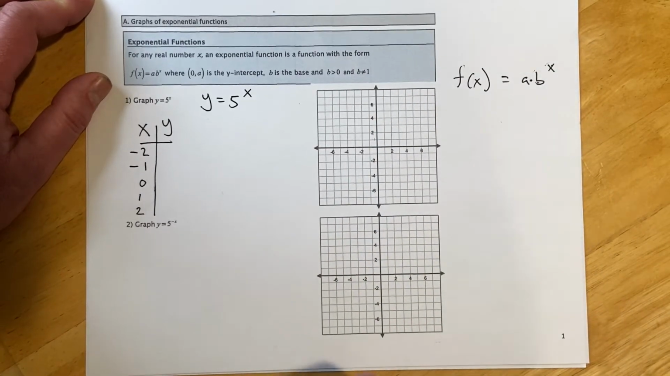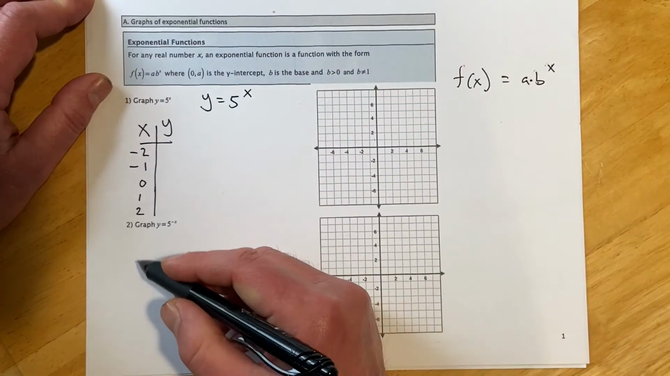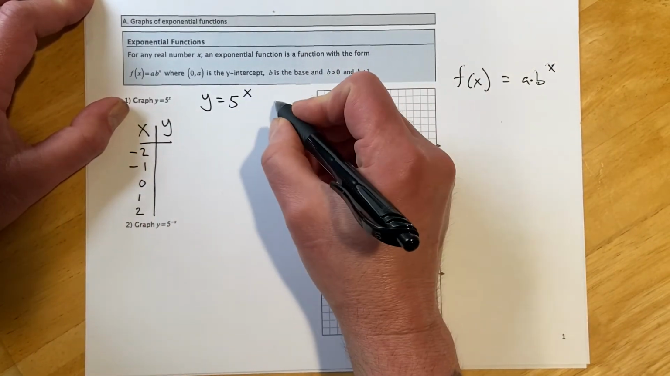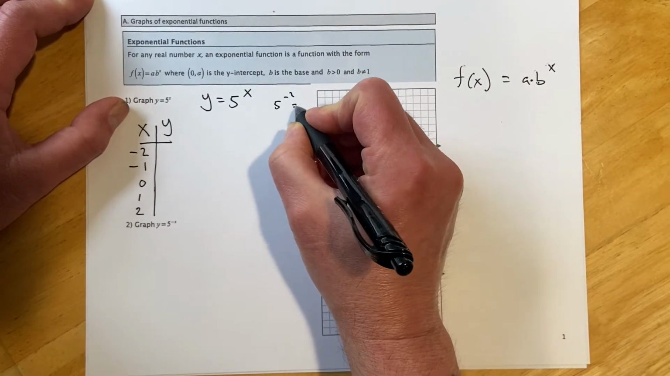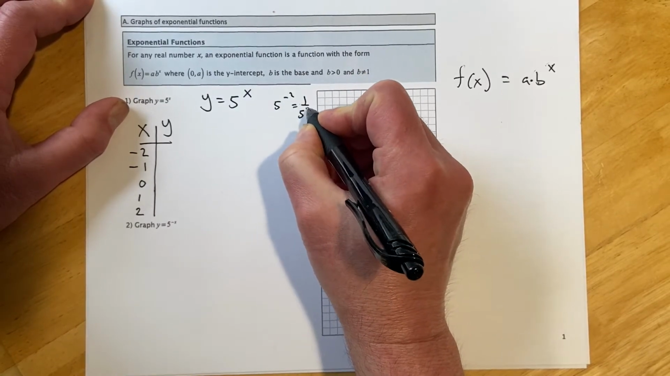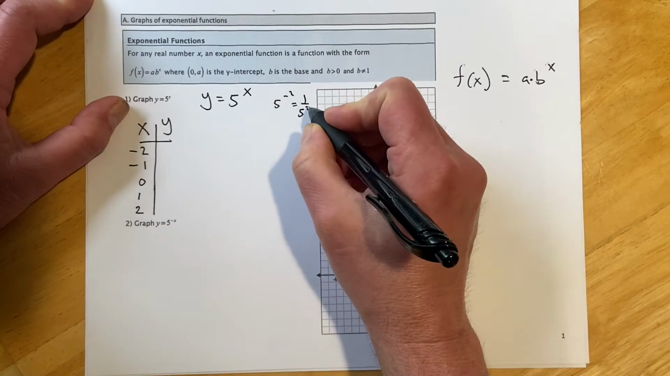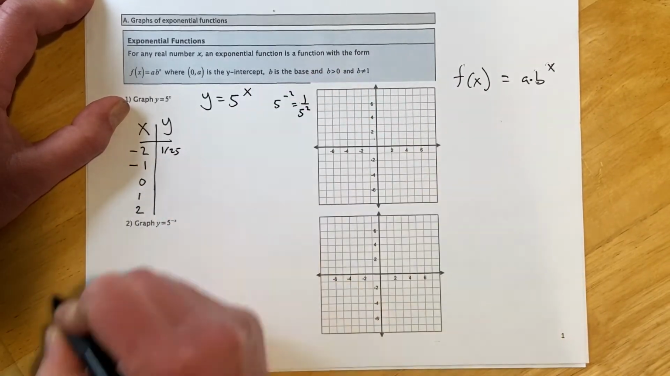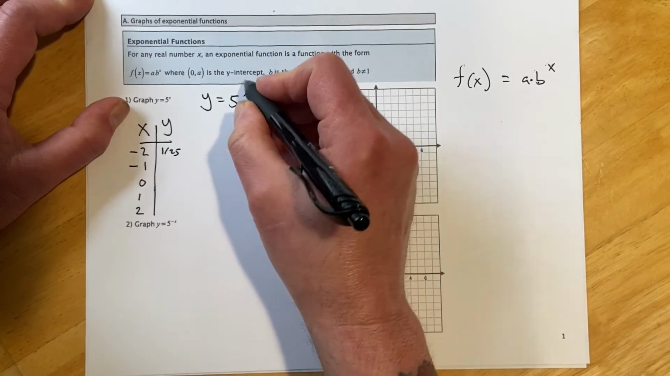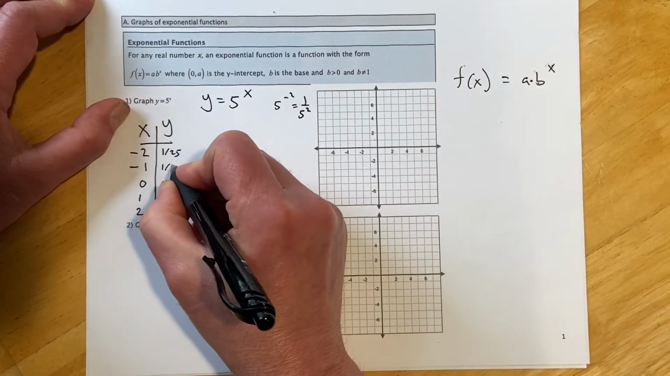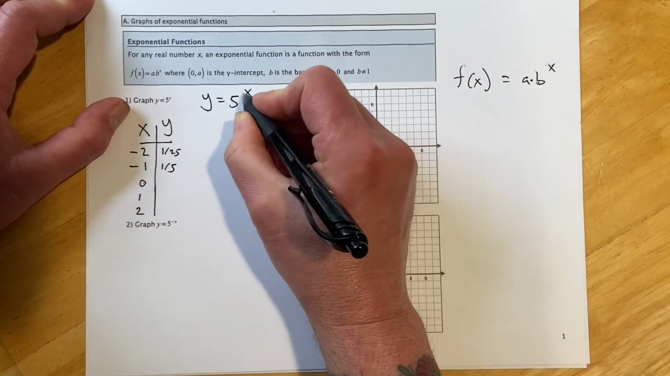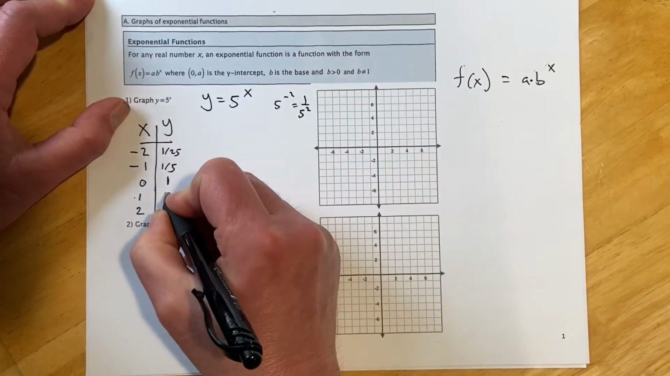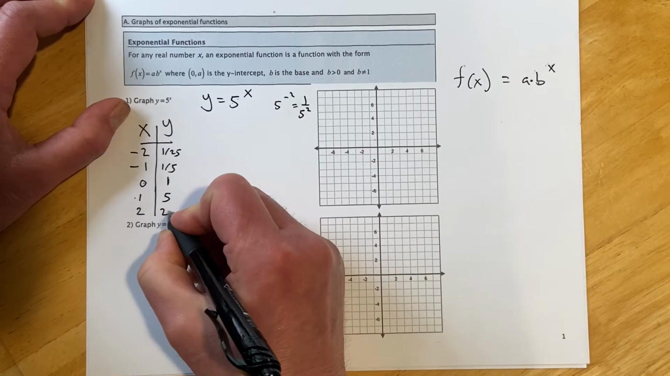The idea of exponential growth makes sense because you have a picture in your head. So if I put in -2, 5 to the -2, also a good chance to review negative exponents, that's 1 over 5 squared, and so that would be 1/25. If I put in -1, that would be 5 to the -1, so that's 1/5. Remember, 5 to the 0 is 1. 5 to the 1 would be 5, and then 5 squared would be 25.